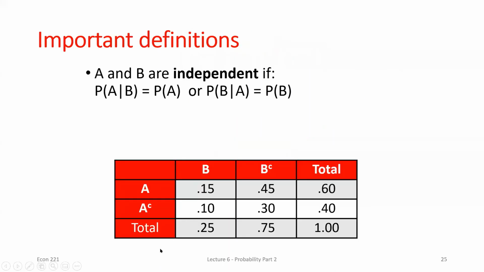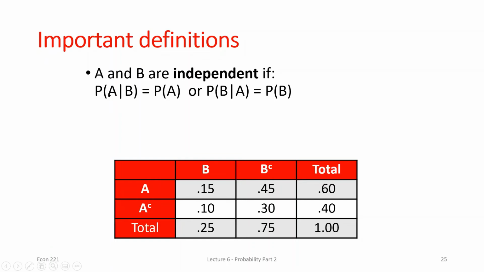So if we look at a contingency table, what's the probability of A from this table? I can wait through awkward silence. If I want the probability of A, what's the probability of A here? Yeah, I go over to the total column, 0.6. So the probability of A is 0.6.